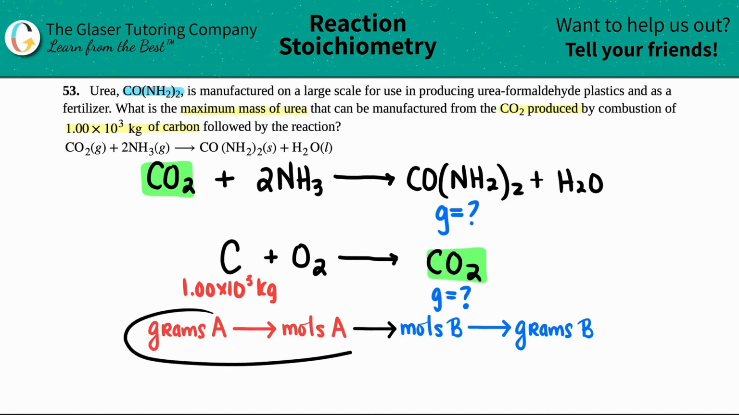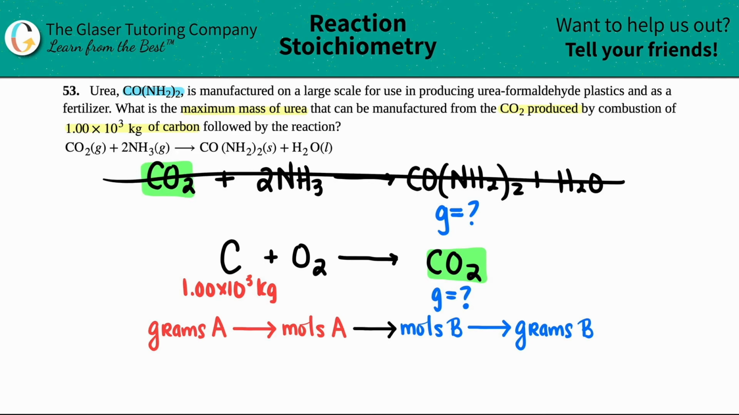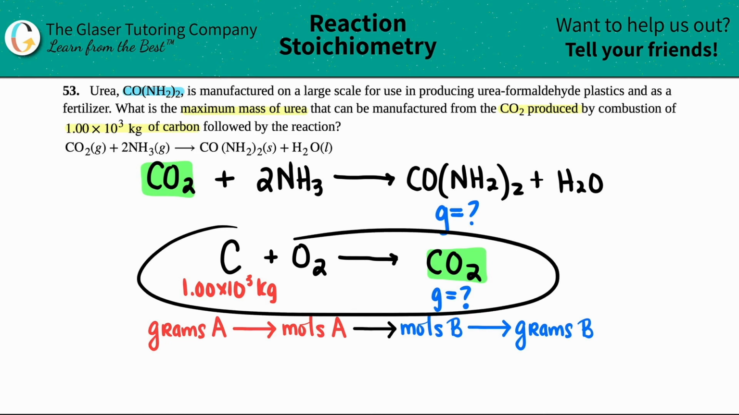So the red, or the A, is what your starting material is, or the number that you started with, and the B's are what you're looking for. So in this case, I'm looking for carbon dioxide first, because then I can link it to this top one. So pretend like this one isn't here for now. We first have to work with the bottom equation.